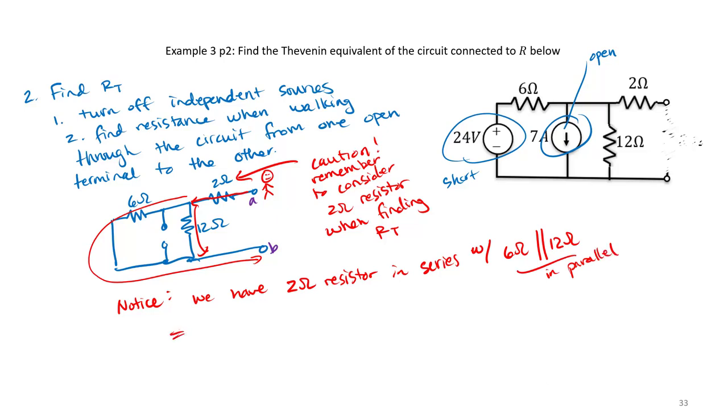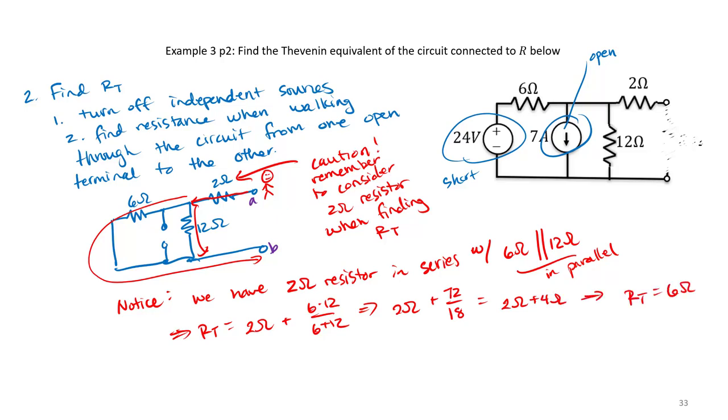So that means our Thevenin resistance is just going to be 2 ohms plus 6 times 12 over 6 plus 12. That gives us 2 ohms plus 72 over 18, which is 2 ohms plus 4 ohms. We determine our Thevenin resistance is 6 ohms. Notice it's just a coincidence in this case that our Thevenin resistance happened to be the same as the 6 ohm resistor up top. Notice that in order to find Thevenin resistance, we had to consider all of the resistors in our circuit.